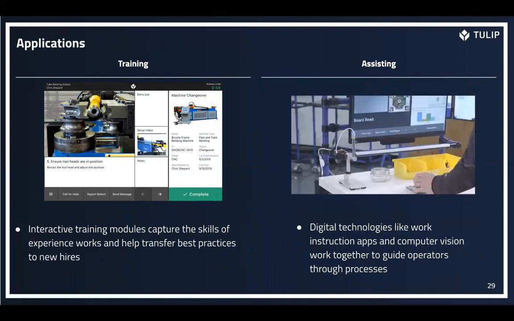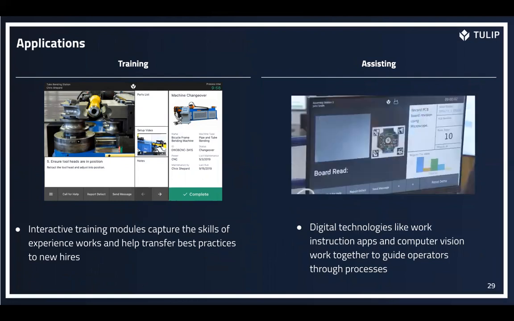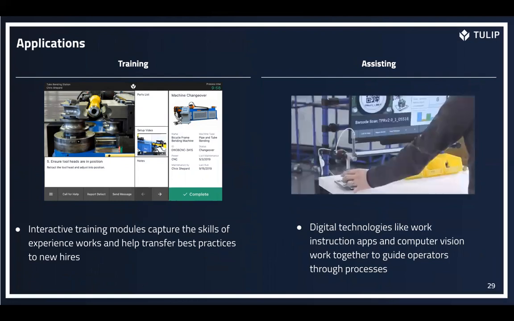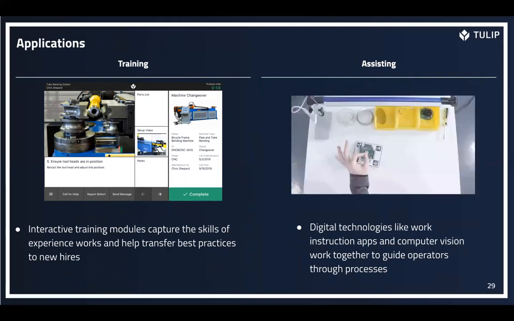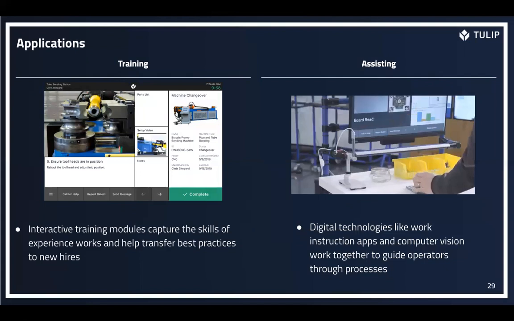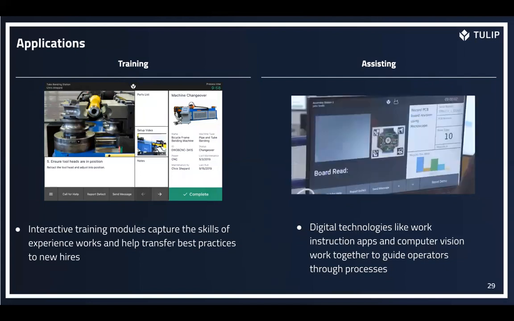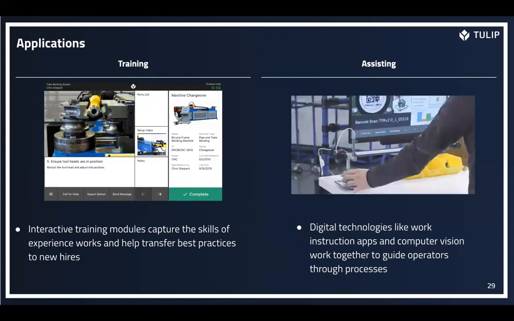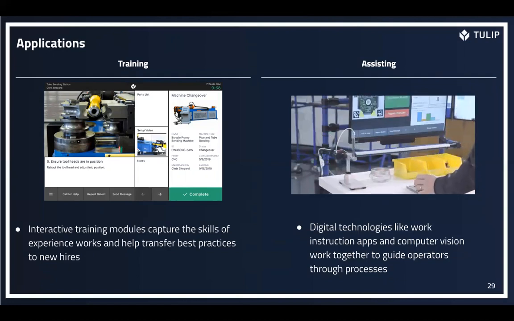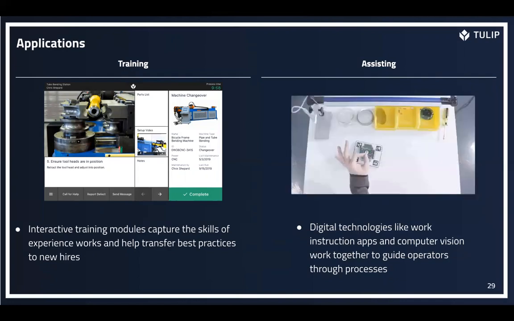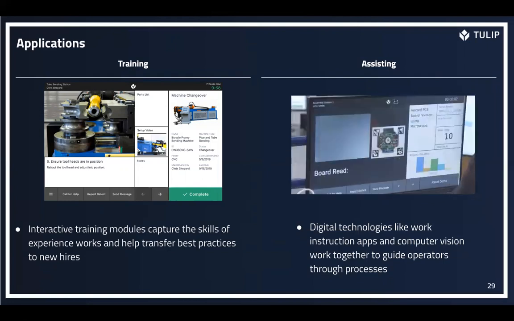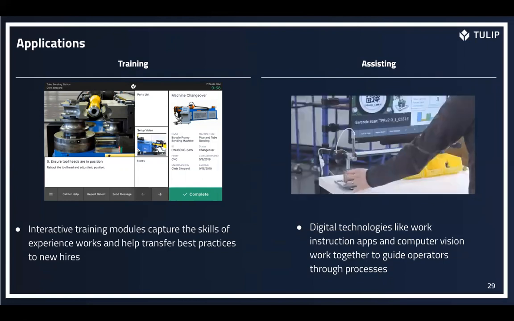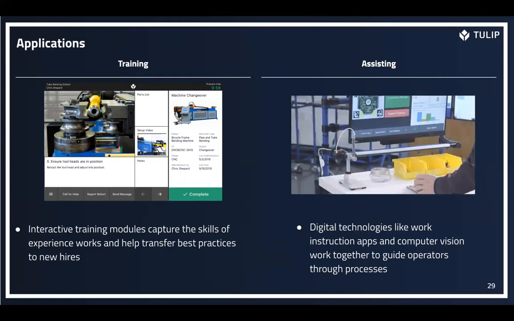And so some of the applications I've covered here are training. So interactive training modules can capture the skills of experienced workers and help transfer their best practices. Here you can see something like a machine changeover app, where after recording how an experienced operator changed over a machine, his or her process can be documented, captured in the app, and then transferred to future workers, so that sort of tribal knowledge that so often builds up in different departments never gets lost.